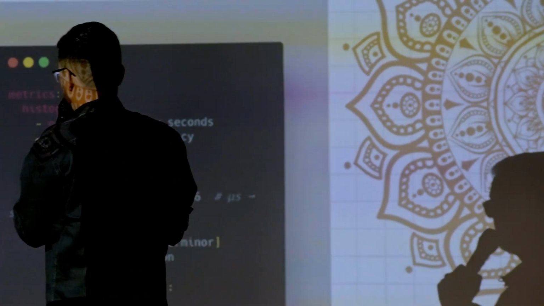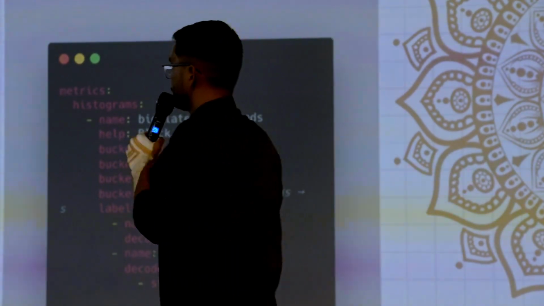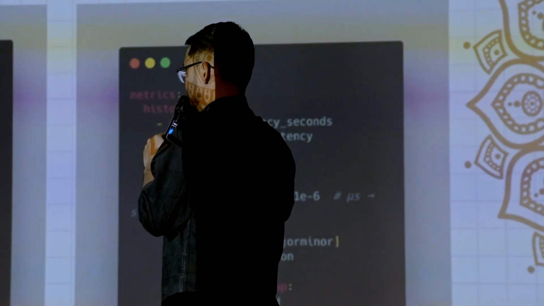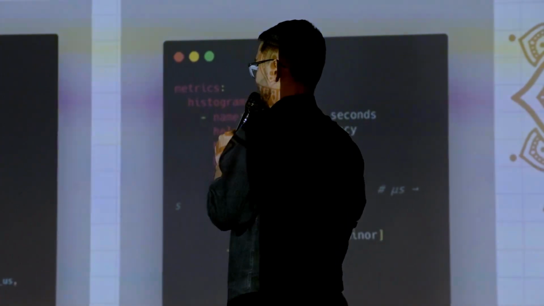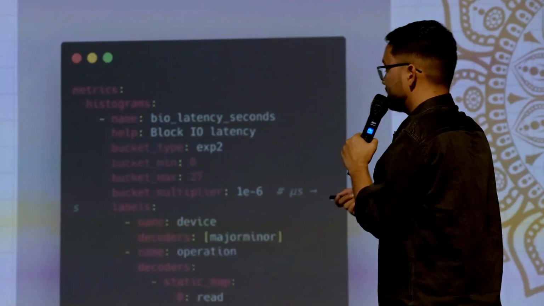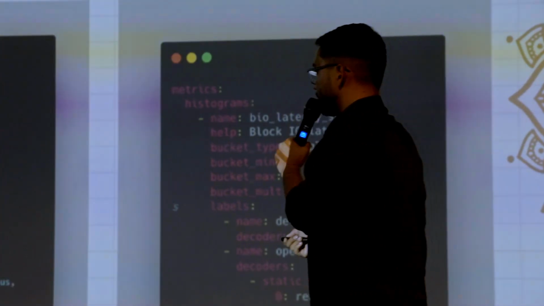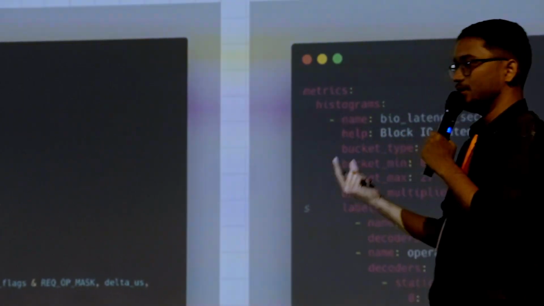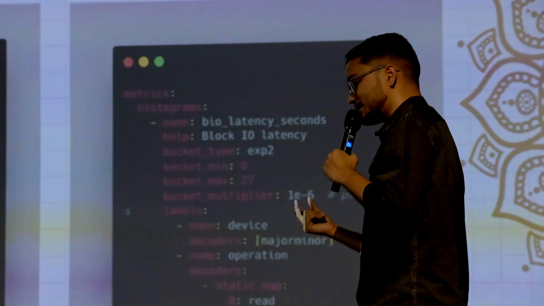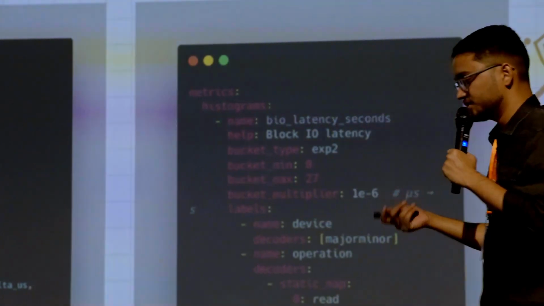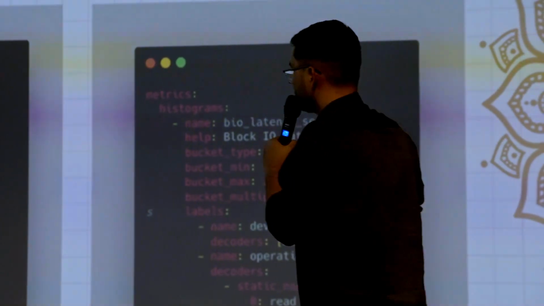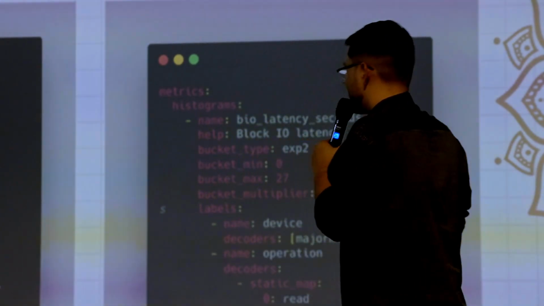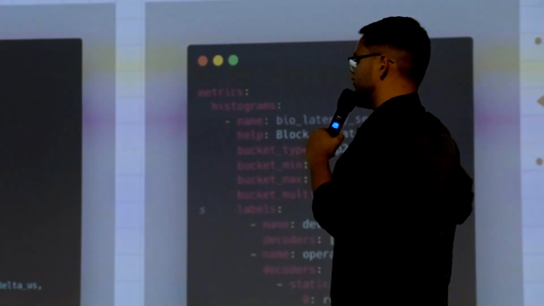So here is a sample C code for the eBPF exporter. Here is a tracepoint, block request complete. That means whenever a block request is completed, this function will be run. What it does is it first gets the delta between the start timestamp and the end timestamp, which gives us the time taken by this block request to complete, and then it stores this data into a histogram, which can later be exported to Prometheus.